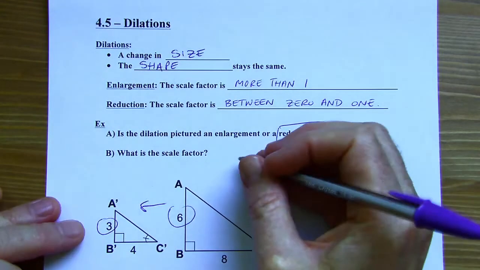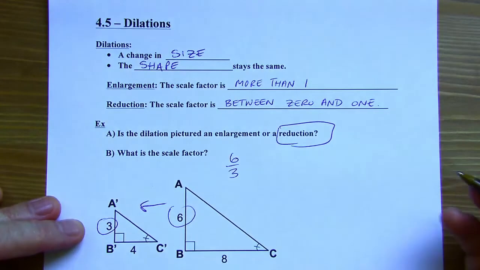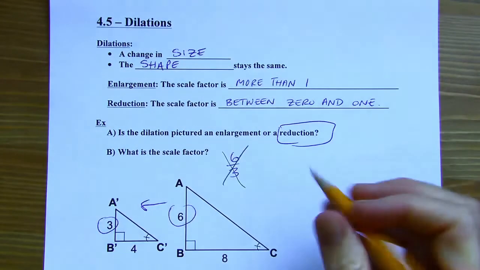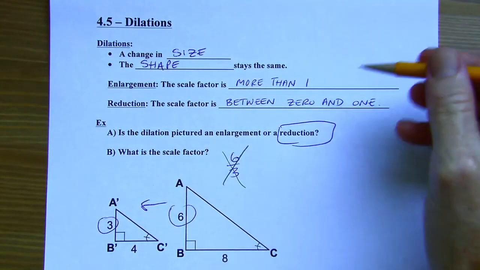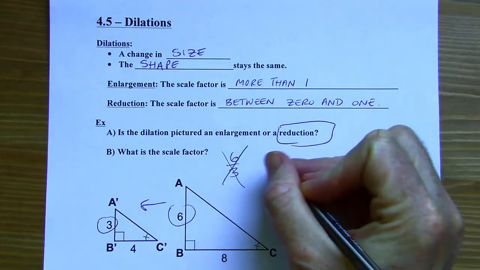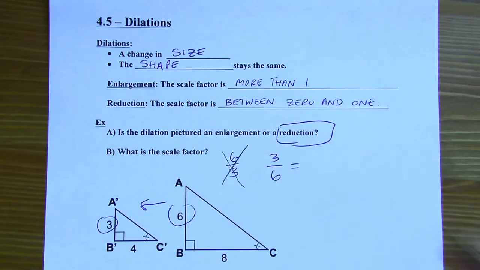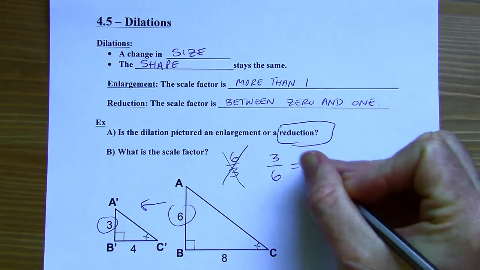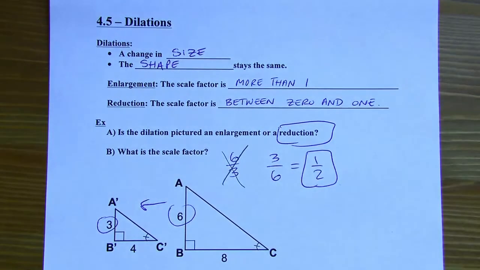Some people are going to say, oh, I'll just do this. But that's actually incorrect because that would mean I'd have an enlargement, right? Because I'd have a scale factor of more than 1. So just make sure that you have your fraction flipped the right way so that it represents either an enlargement or a reduction. In this case, I already knew it's a reduction. And then you do want to reduce your fraction. So the scale factor there is 1/2, not 2, okay?